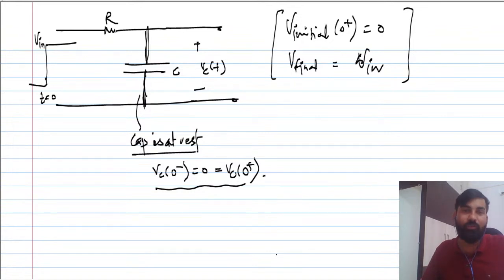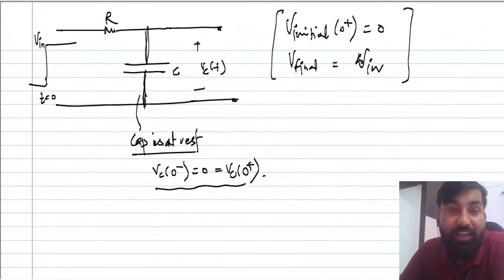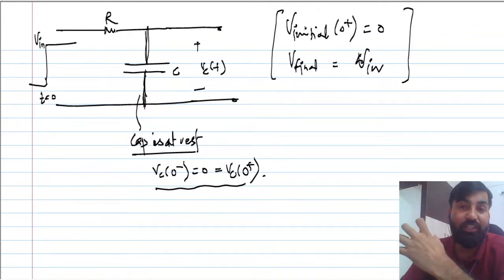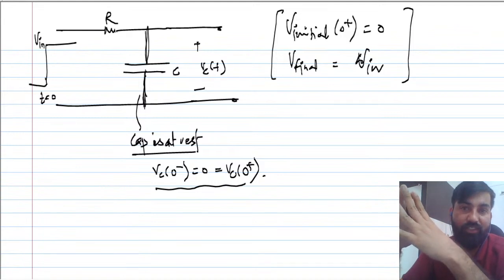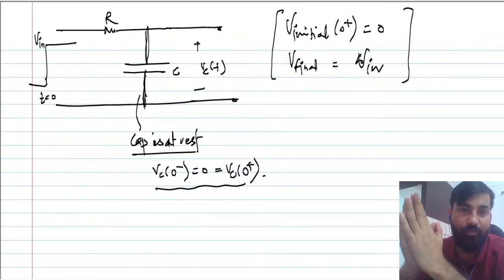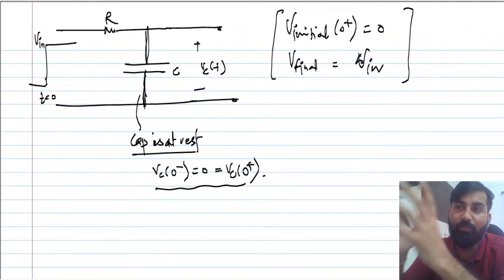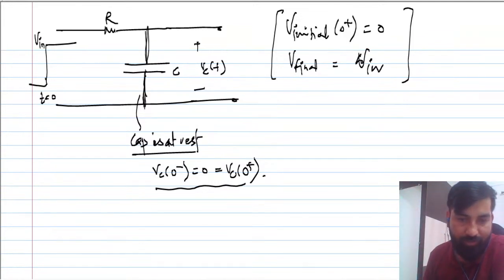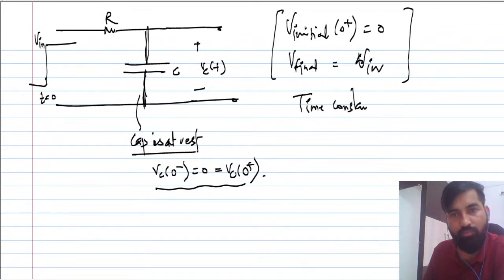Okay, V has come, V final has come, then you have to find one of the very important parameters of the RC circuit, that is known as the time constant. The time constant is the intrinsic property of the circuit, right? Remember this. Time constant is the internal property of the circuit.